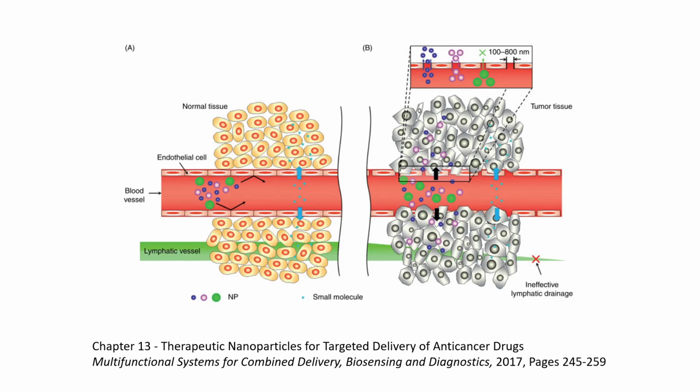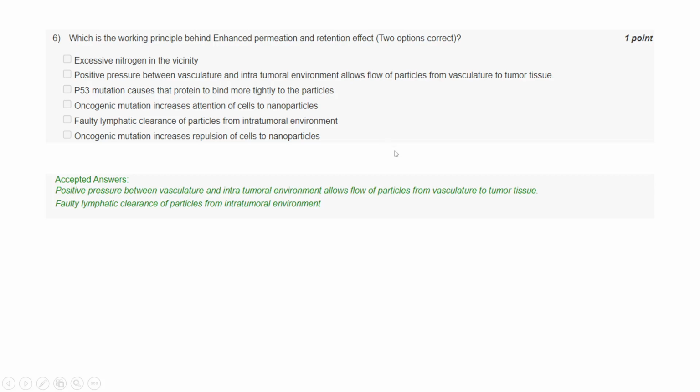So both of these effects put together, enhanced permeation and retention, are actually beneficial when you're delivering drugs to the cancer tissue. The principle behind it is positive pressure between your vasculature, that is your blood vessels, and the intratumoral environment, which allows flow of particles from vasculature to tumor tissue. And faulty lymphatic clearance of particles from the intratumoral environment will retain those particles inside. So that's the EPR effect.